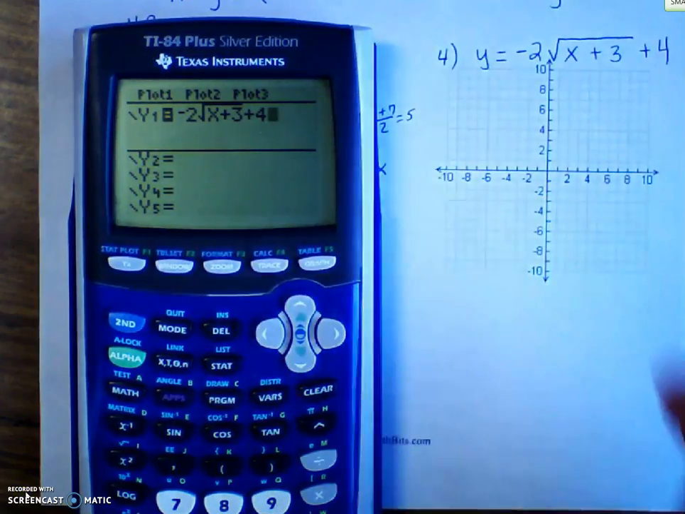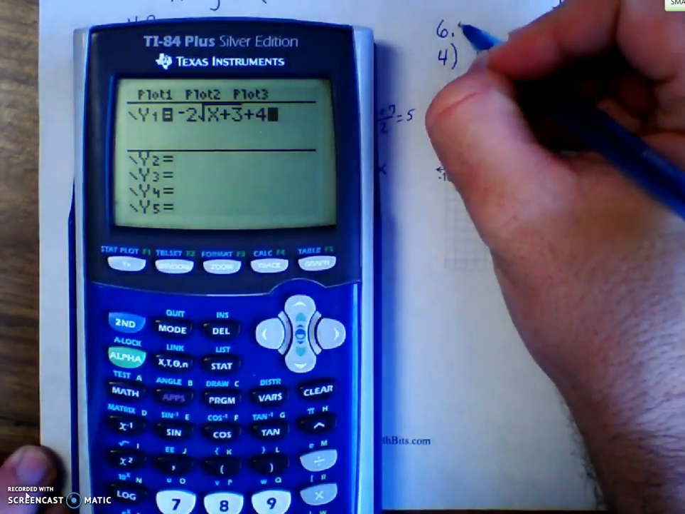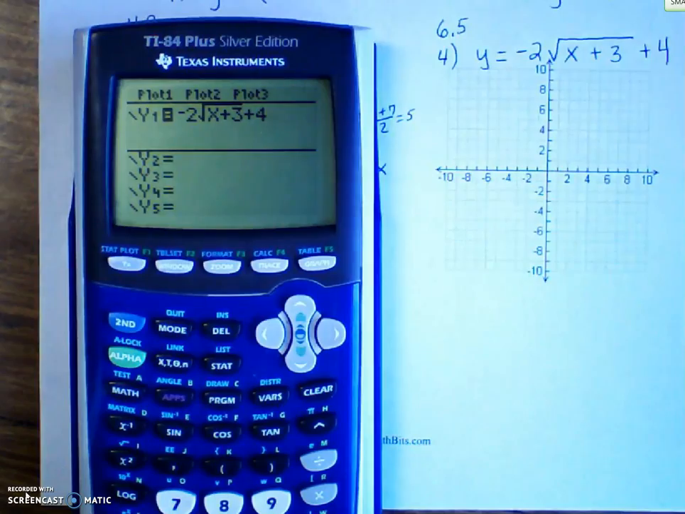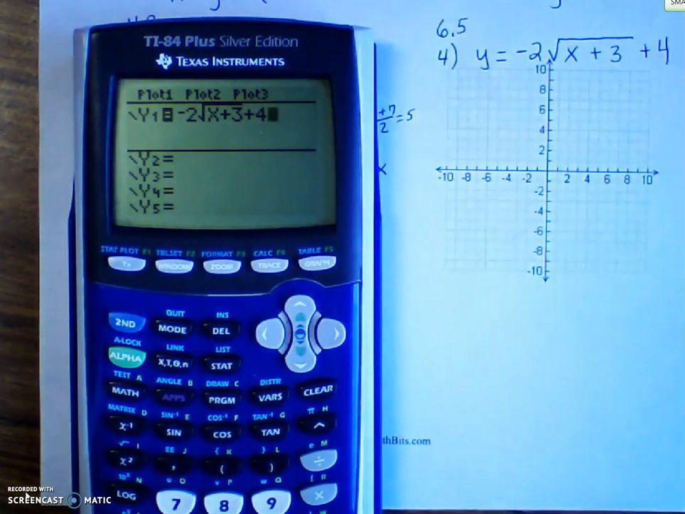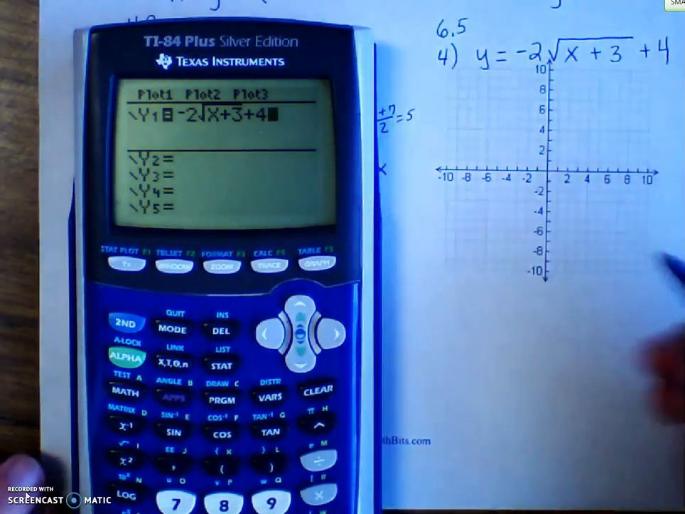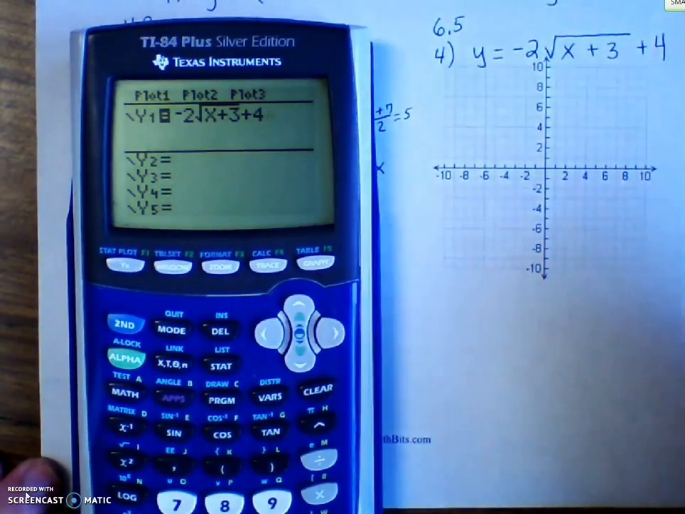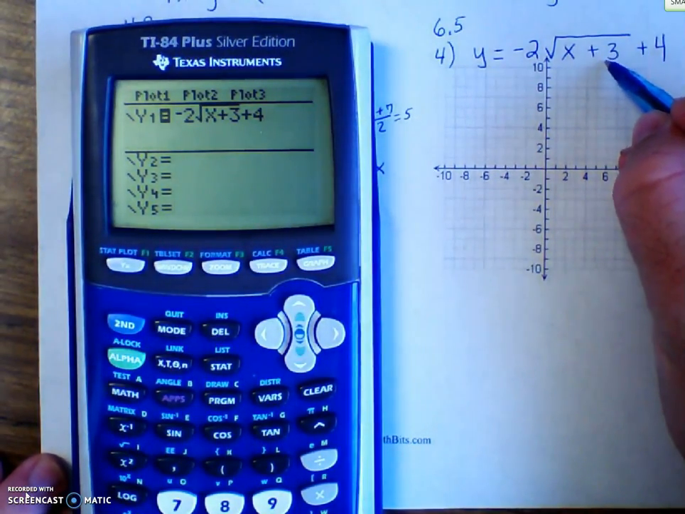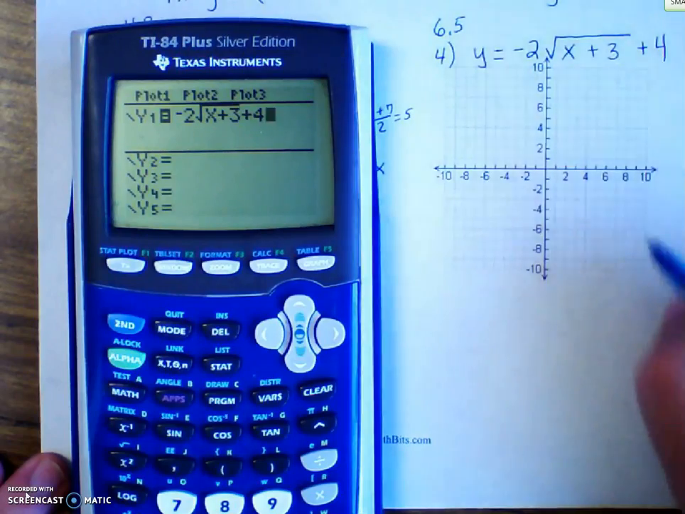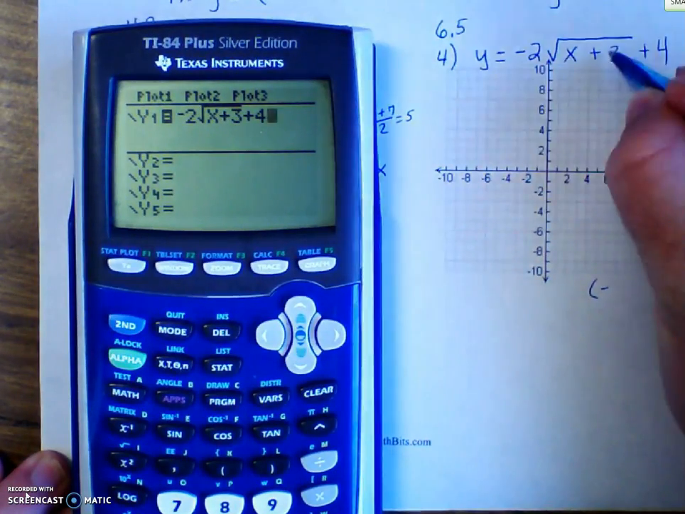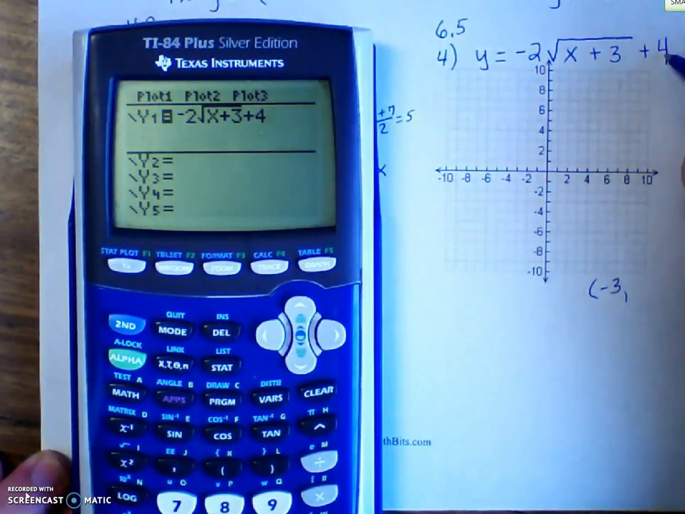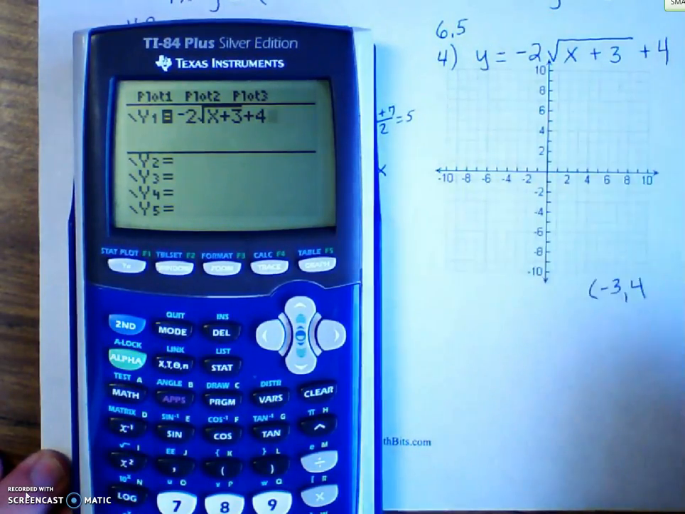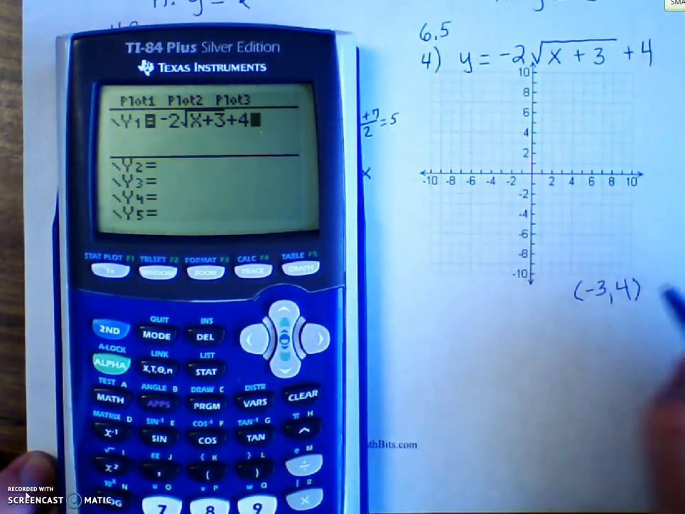All right, the next graph is from section 6.5. This is the square root graph. This one does not have a vertex, but it does have a starting point that may help you with graphing this. And your starting point is kind of like your vertex in your quadratic. It's the opposite of the inside, which will make that a -3, and then whatever number is on the outside, which is 4. So that is your starting point, and that's really not a vertex.